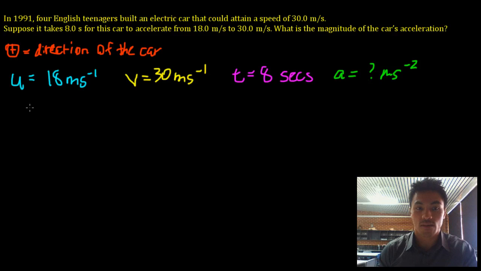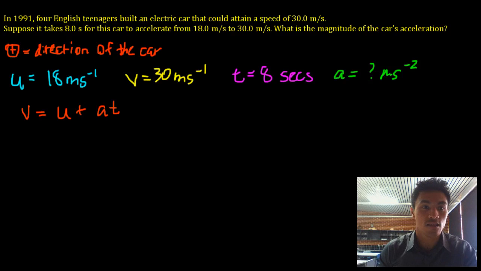This problem is pretty intuitive, so let's have a look at which formula we use. We want to find out acceleration. We have v, u, and we also have t. So the equation that we use is v equals u plus a t. Let's plug in our values.